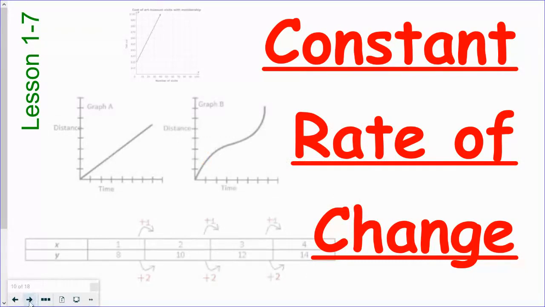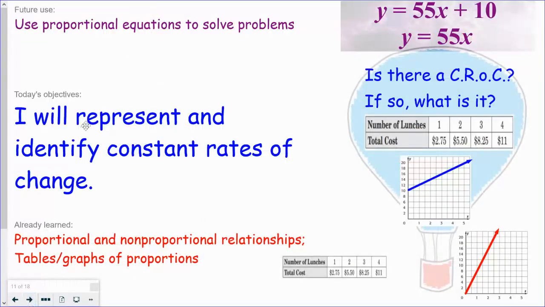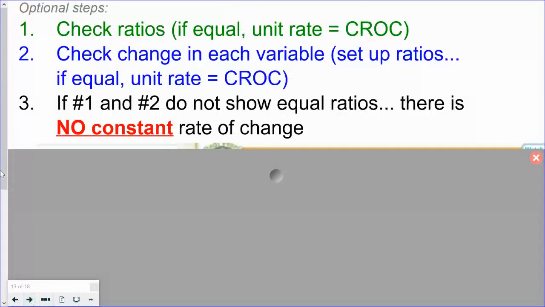Okay, so yesterday, our objective is still the same. We want to represent and identify the constant rates of change. Remember proportional and non-proportional relationships and how we use those to find if a table or graph is proportional kind of helps us with finding out what our constant rate of change is.